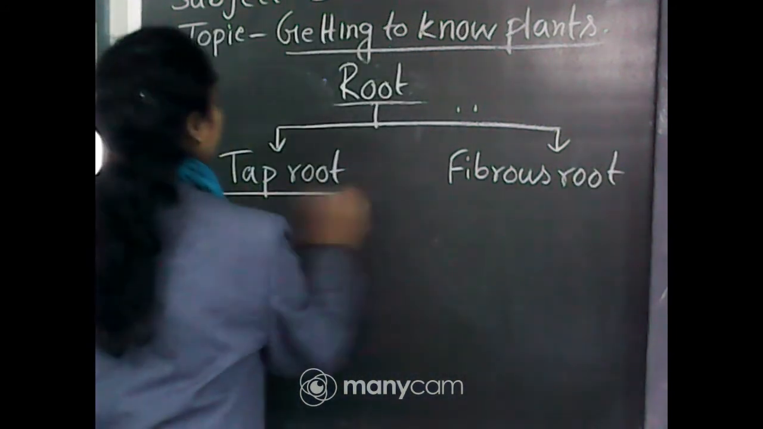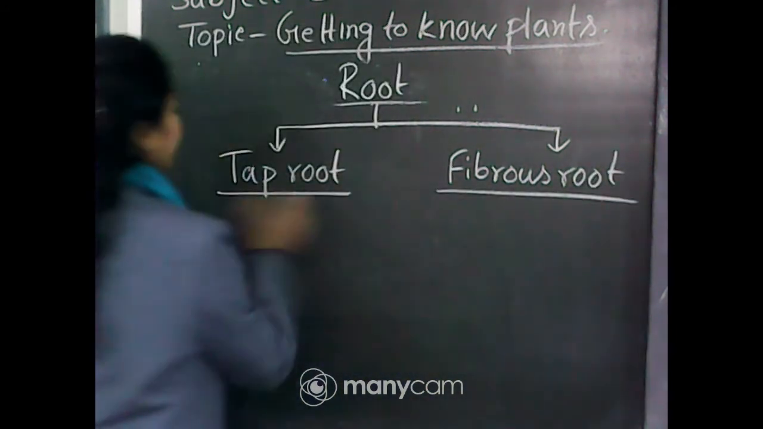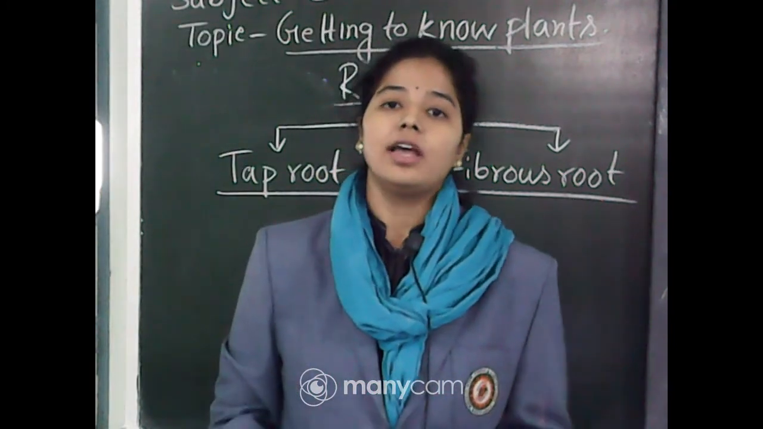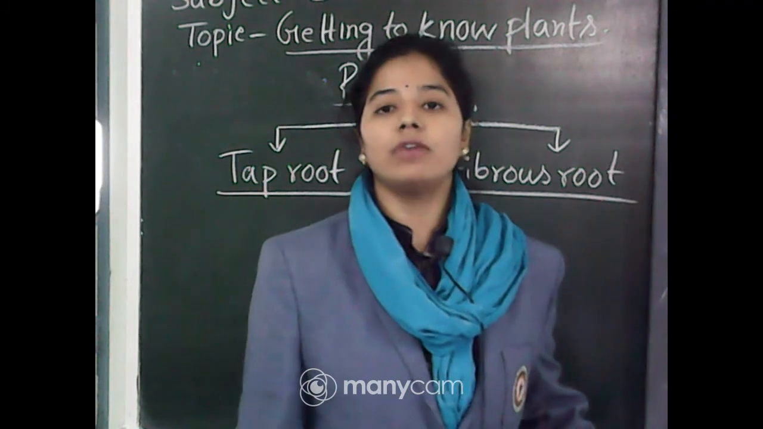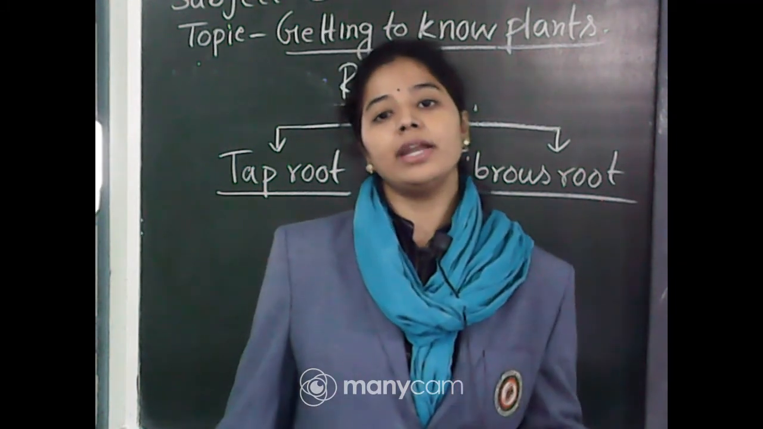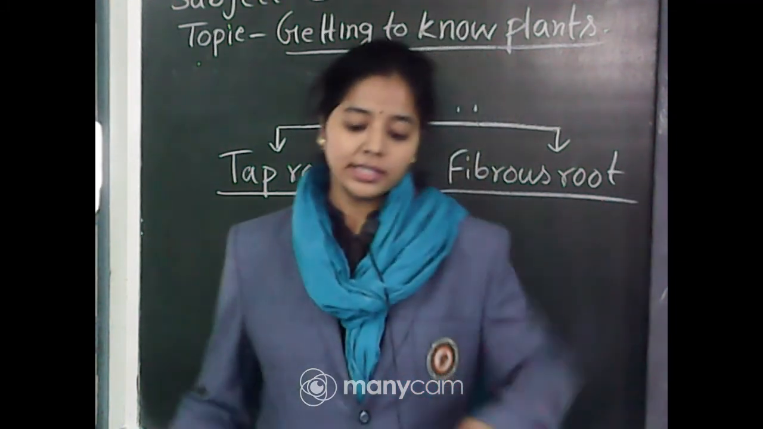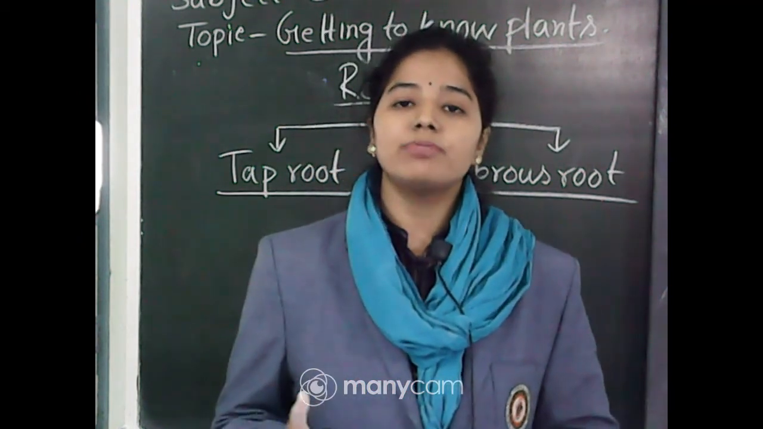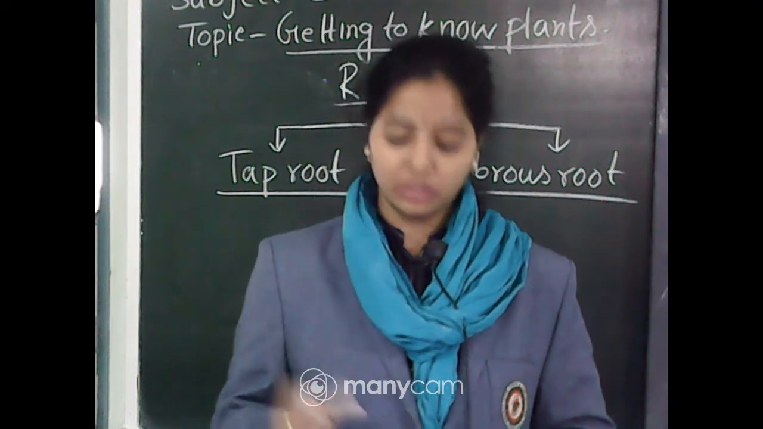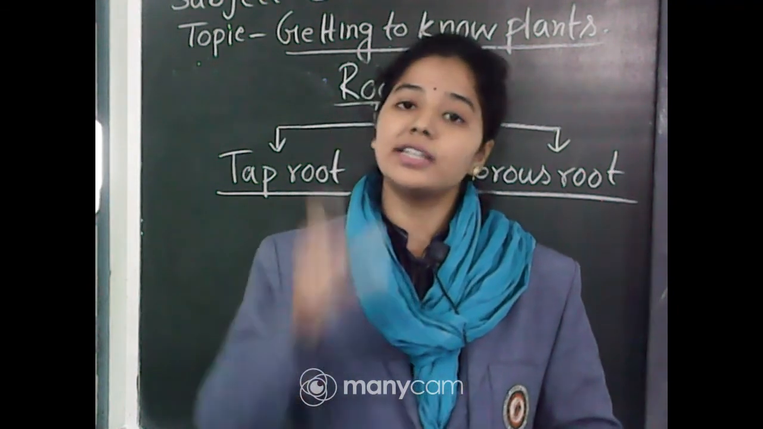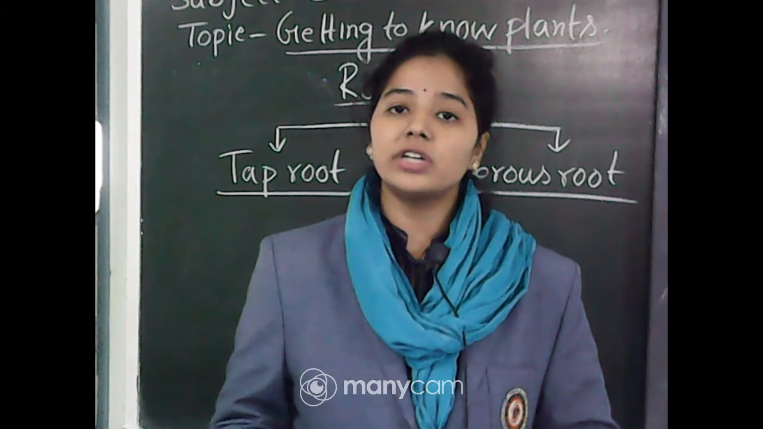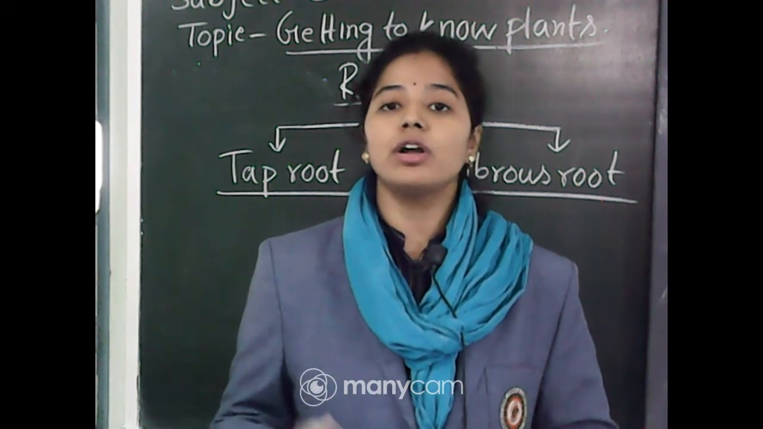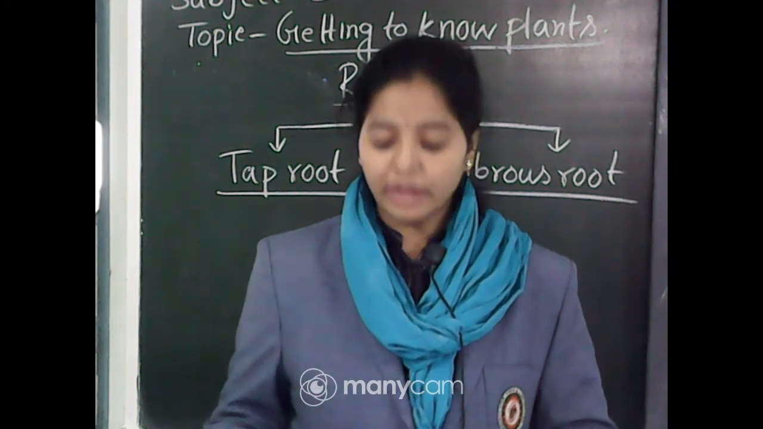Now first comes taproot. Taproot is the main root of a plant. In some plants the branches of the root arise from a thick structure that is under the ground. That structure is known as taproot. This taproot is also called main root or primary root.